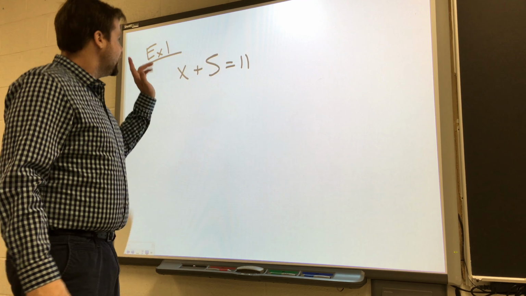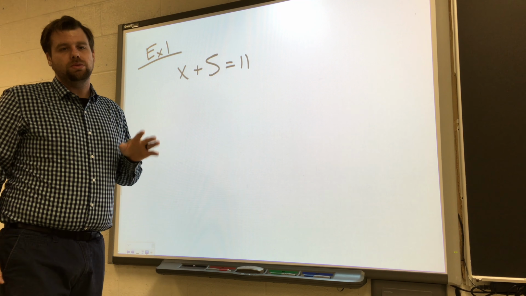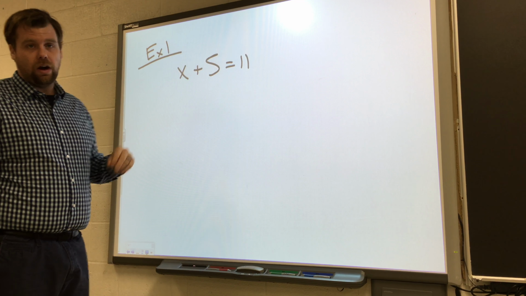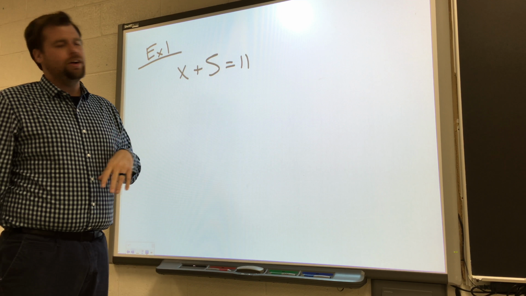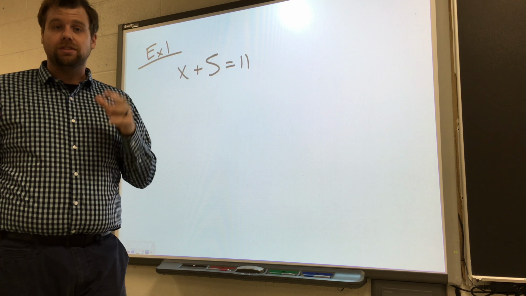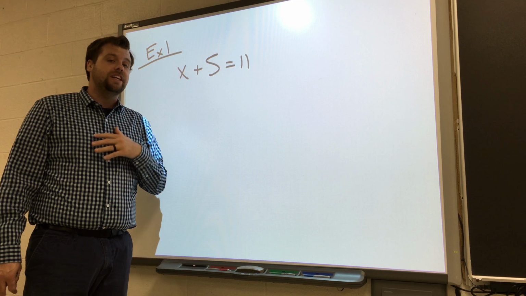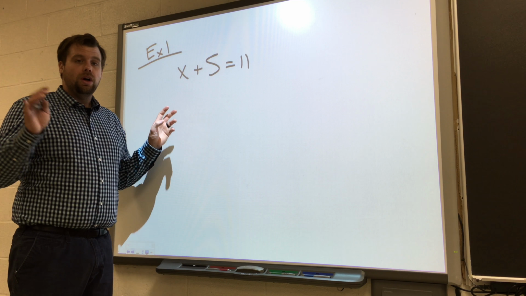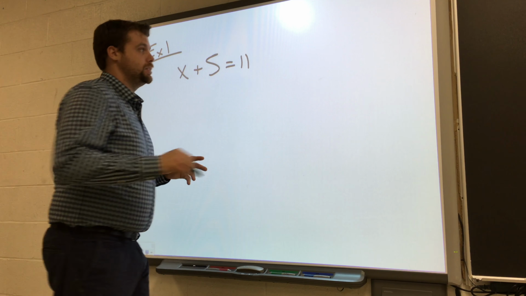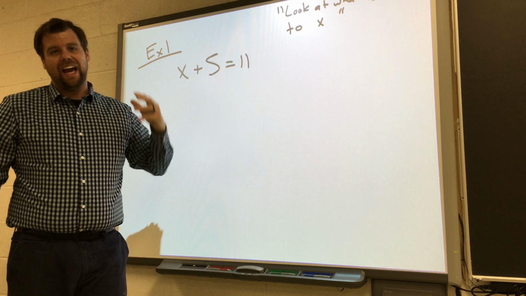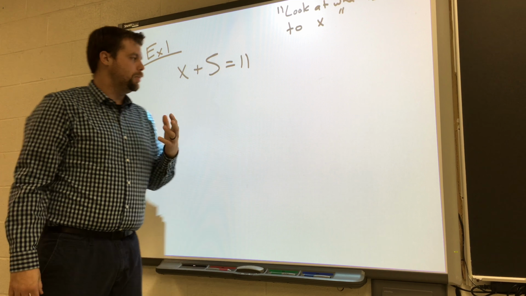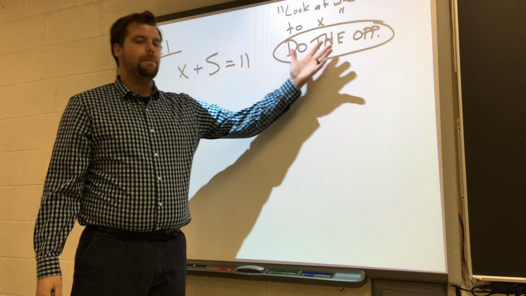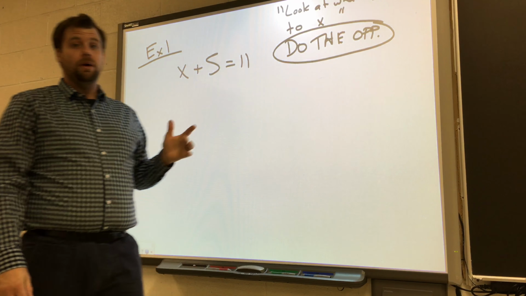Okay, here we go. Example number 1, x plus 5 equals 11. So the goal here is to solve for x, to figure out what x can be. Now I know this is very basic, you could probably come up with the answer right now, but it's a matter of understanding the process. And here's what you need to do. You always need to look at what is happening to x, or what's happening to your variable. And from there, do the opposite to both sides.